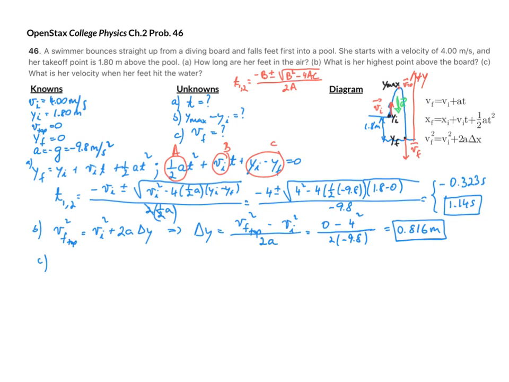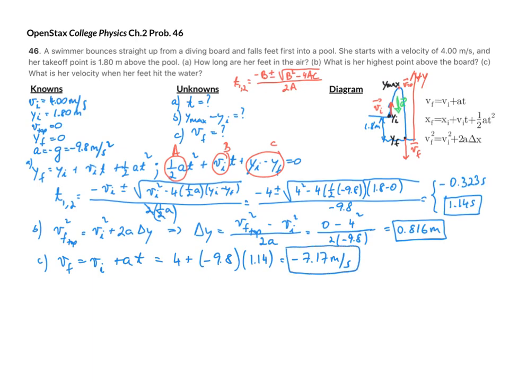So I'll rewrite it. V final equals V initial plus at, and that would be 4 meters per second plus negative 9.8 meters per second squared times t, which was 1.14 seconds. And when I plug in the numbers, I get negative 7.17 meters per second.